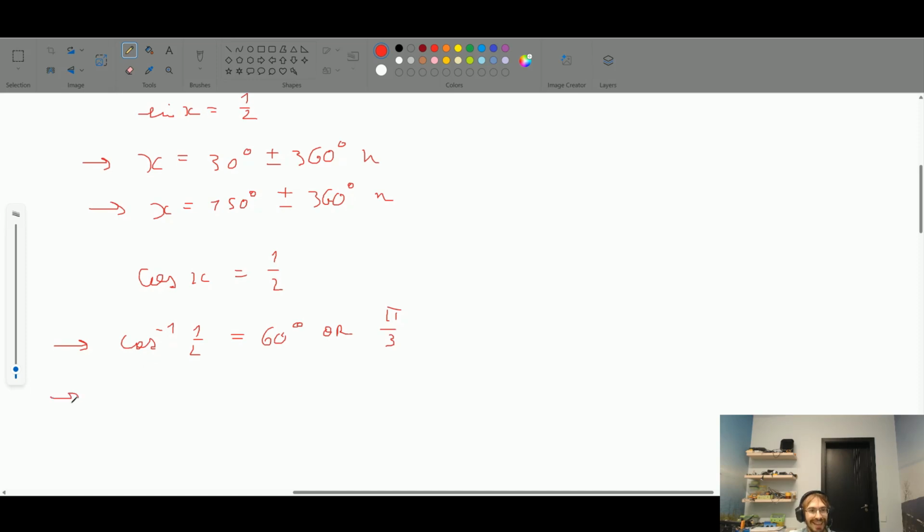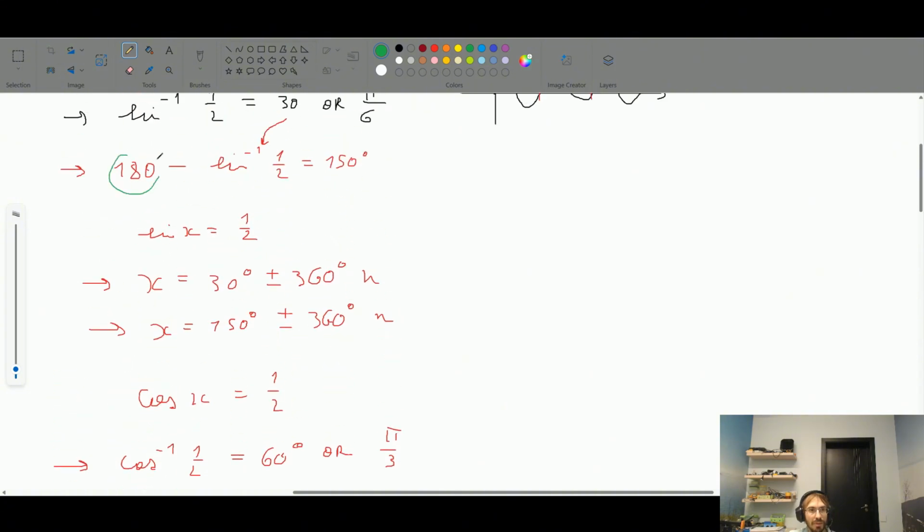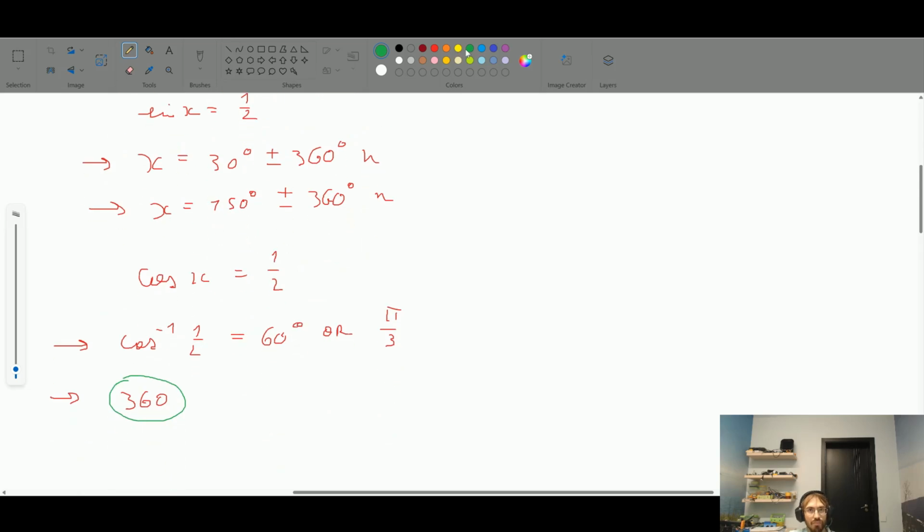There will be the second series, which will be 360, and this is important because 360 here is different from 180 for the case of sine. The rest is the same. So 360 minus that cosine -1 of 1/2, so the answer that the calculator gave you, and then both series, of course, plus or minus 360n, because the period of the cosine is the same as the period of sine.